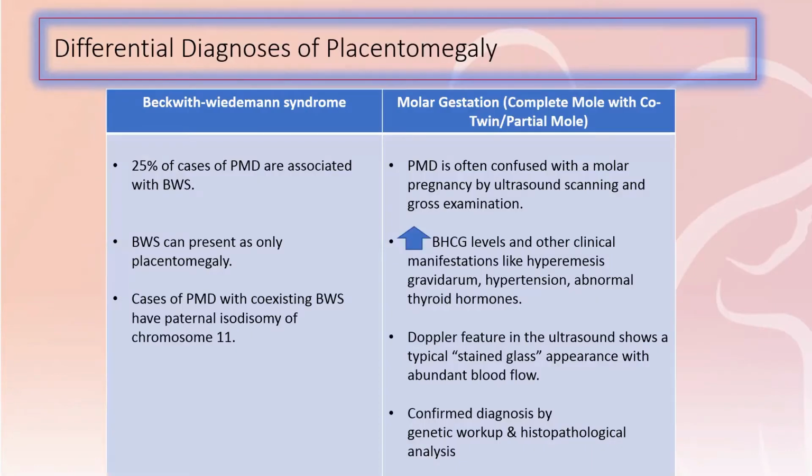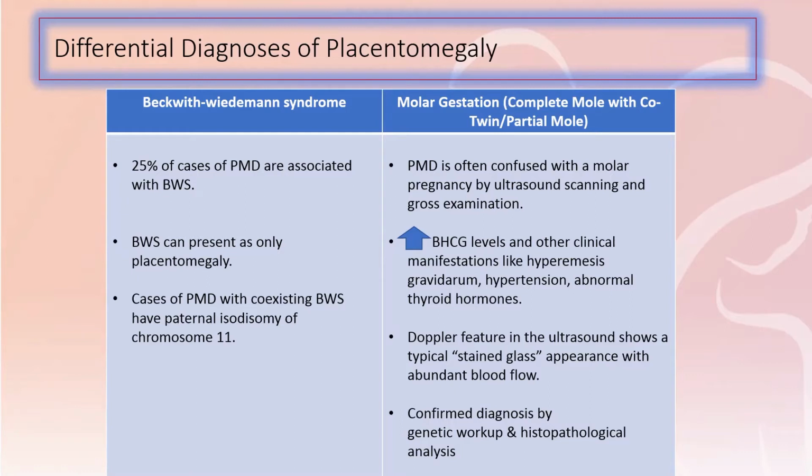So what are the differential diagnoses of placentalomegaly? Whenever there is a diagnosis of placentalomegaly, please bear in mind these differential diagnoses. First is Beckwith-Wiedemann syndrome. 25% of cases of PMD are associated with Beckwith-Wiedemann syndrome. And mind you, BWS can present as only placentalomegaly, and hence an anomaly scan is recommended to rule out other differentials.